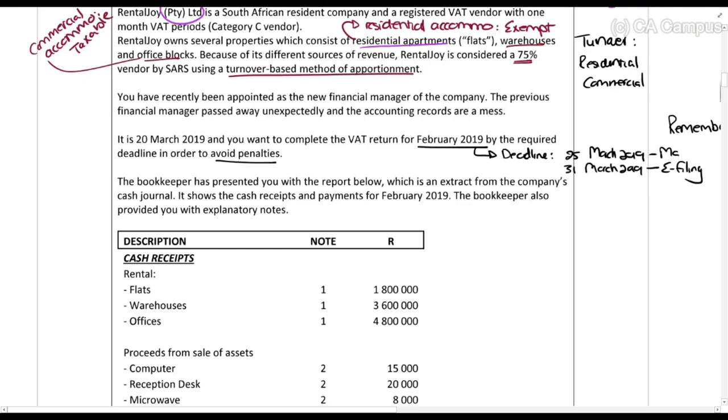E-filing, and let's call it manually. Right, so that's not something that you'll necessarily be tested on, but you should know that.